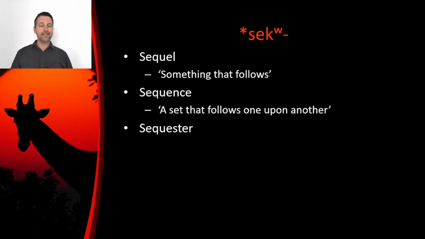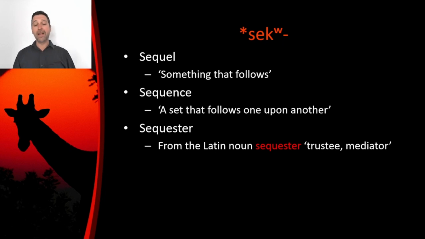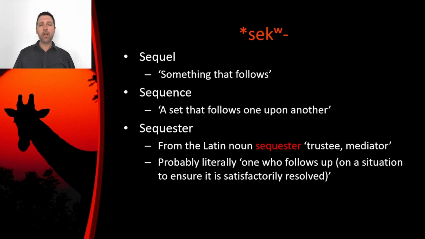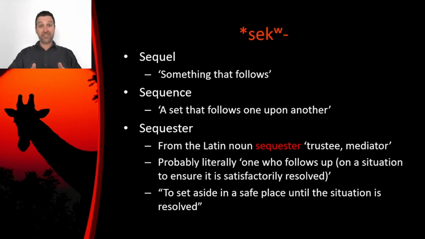This one might be a little less obvious, so let me explain how we get the word sequester from this particular Latin word that means follow as well. In Latin, sequester was actually a noun, not a verb, and a sequester was a person who was like a trustee or a mediator. It was literally a person who would follow up or follow through on a particular situation to make sure that it was resolved satisfactorily as far as the different parties were concerned. Usually what a sequester would do is if there was some dispute about property, for instance, the sequester would take the property and make sure that neither party could use it until the dispute was resolved. And so in other words, he would, as we would say, sequester that property.